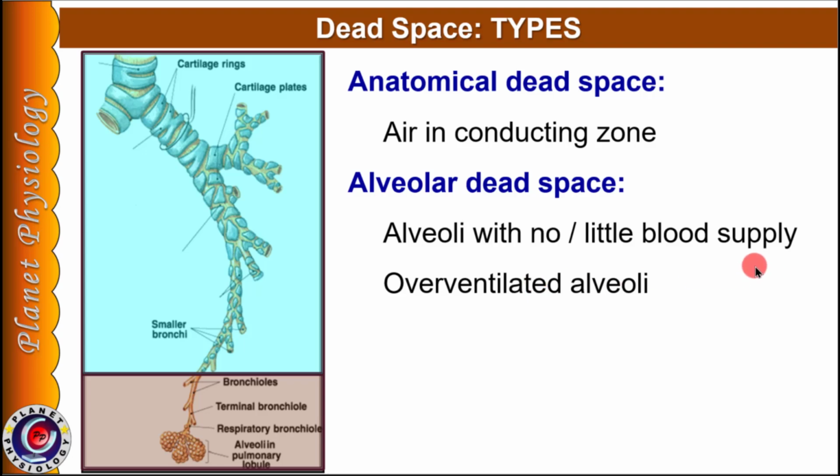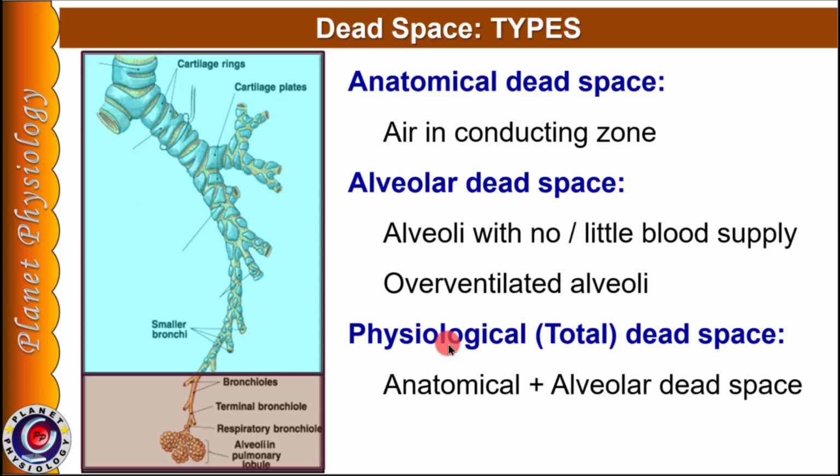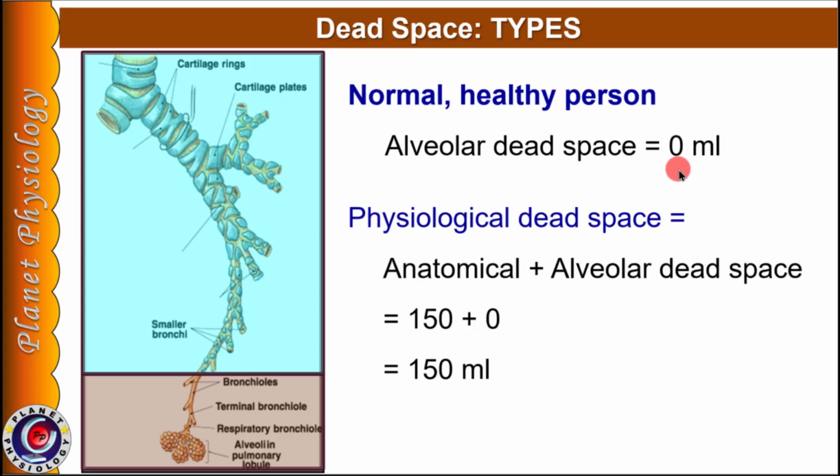The next type is physiological dead space. Physiological dead space is nothing but the sum of anatomical and alveolar dead space. It is also referred to as total dead space. In a healthy person, alveolar dead space is 0 ml. So physiological dead space is equal to anatomical dead space, that is 150 ml.